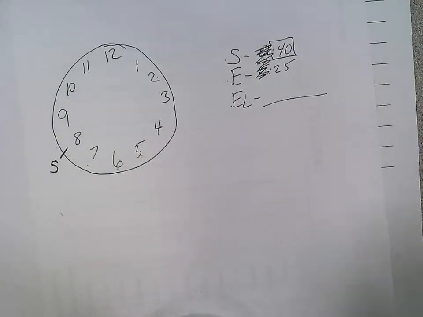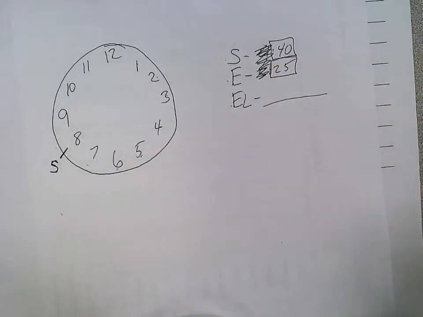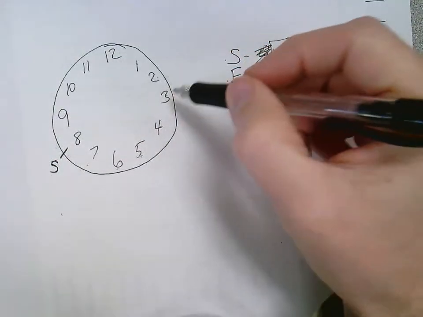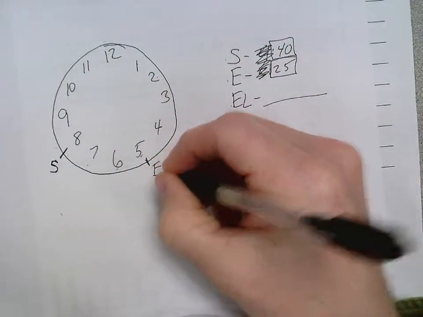Now I mark down my end time minutes. My end time minutes is 25. So I count till I hit 25 and I mark my end time minutes: 5, 10, 15, 20, 25. And there is my end time minutes.